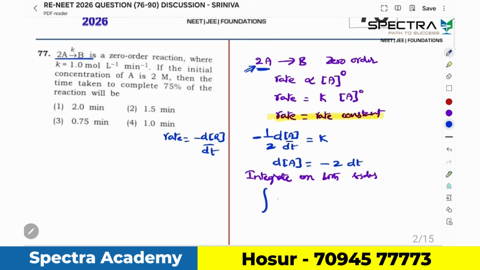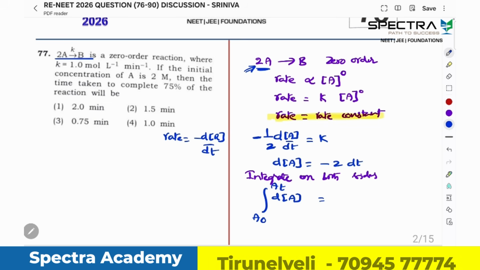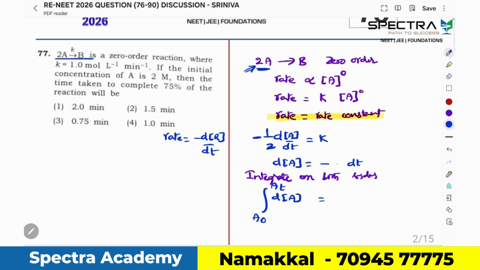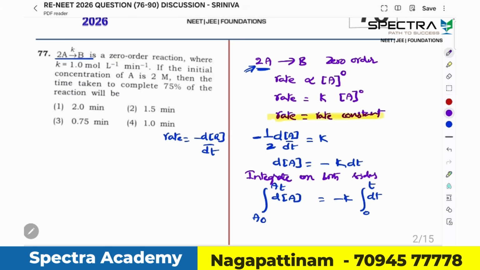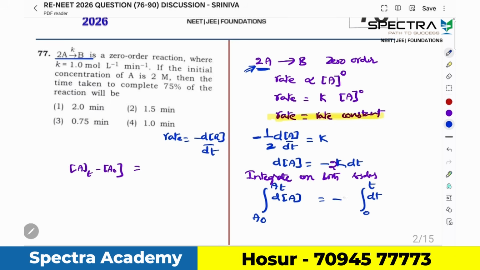Then finally what is the equation? Integration of dA, from A naught, the initial concentration, to At, the final concentration, equals minus 2K integral of dt, from initial to final time. So finally you will get upper limit minus lower limit, that is equal to minus 2K into t.